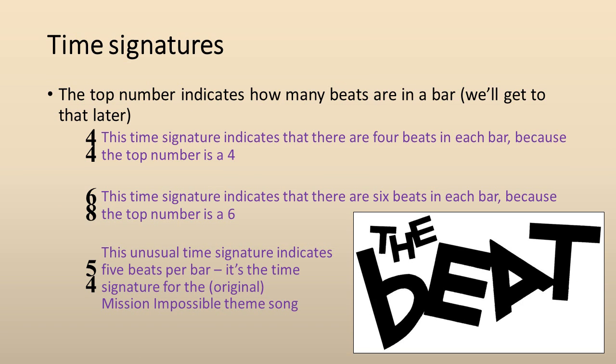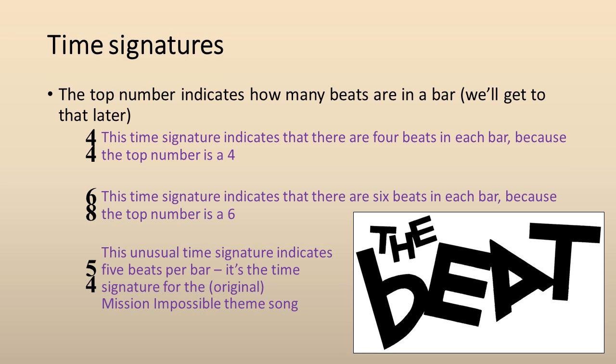Each of the 2 numbers has a specific meaning. The top number tells us how many beats there are in a bar. I know I haven't talked about bars yet, but we'll get to them very soon. So the first example here is 4/4 time. The top number is a 4, so there are 4 beats in a bar. The top number is usually even, because otherwise the music can seem jerky. That's the case with the bottom example, 5/4 time, which is used for the Mission Impossible theme.